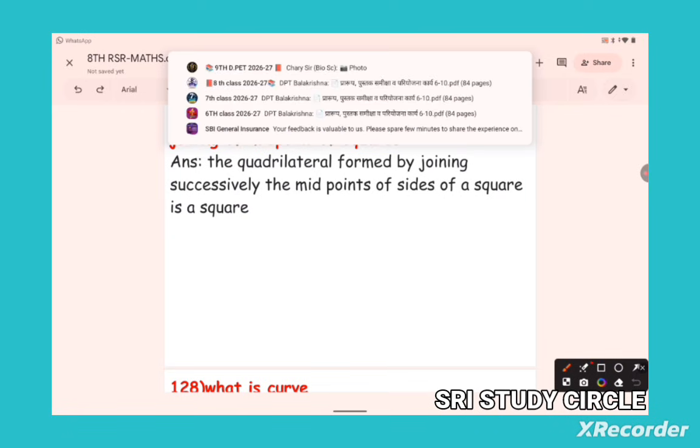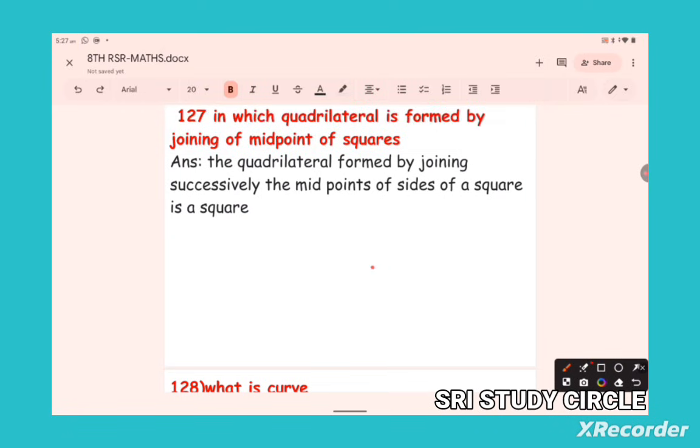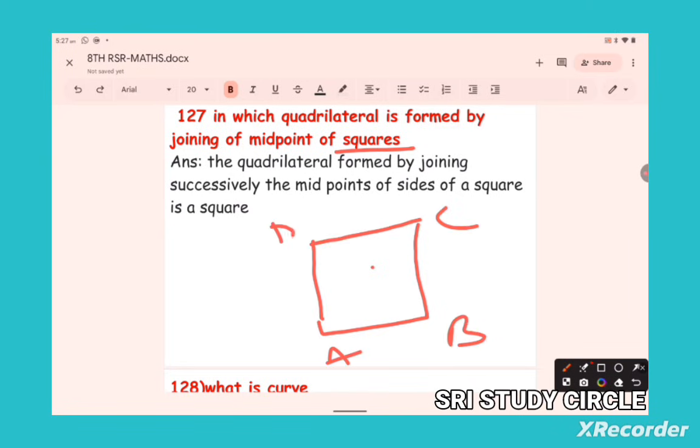In which quadrilateral is formed joining the midpoints of a square? Midpoint of square. Suppose ABCD is a square. Midpoint of AB, midpoint of BC, midpoint of CD, midpoint of AD.